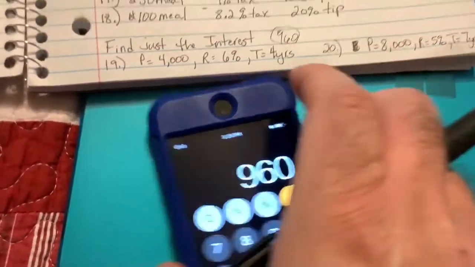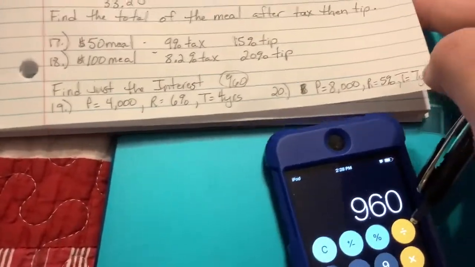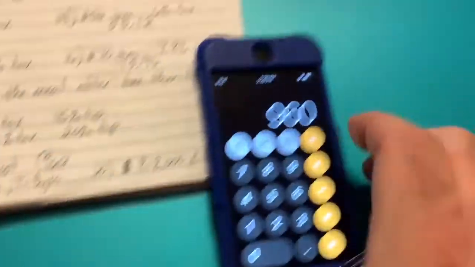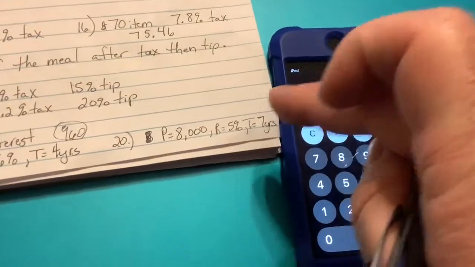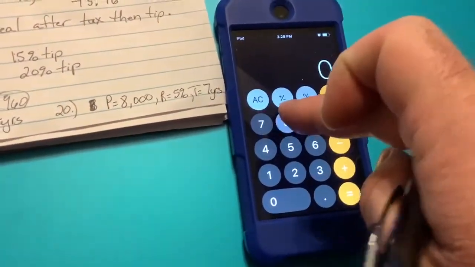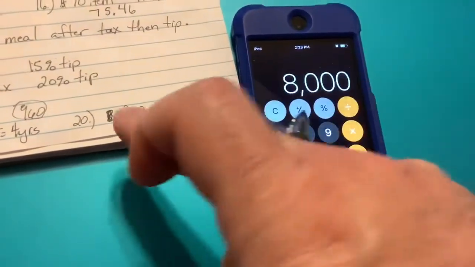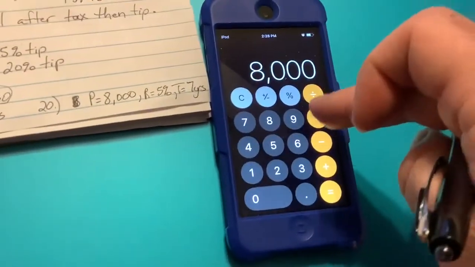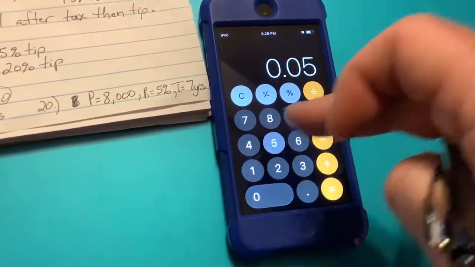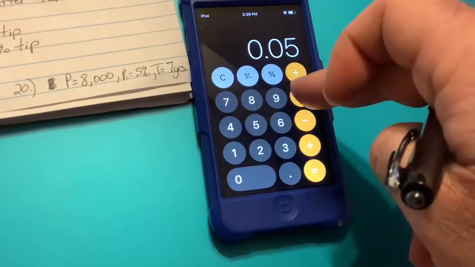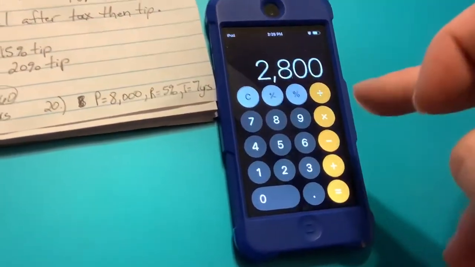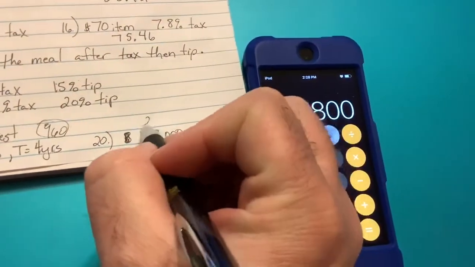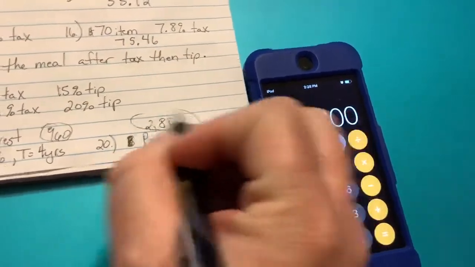Next one is $8,000, 5%, 7 years. This is probably going to be a pretty good little amount here. Because we got a bigger principal, we borrowed more money, times 0.05 times 7. So $2,800 was our interest.